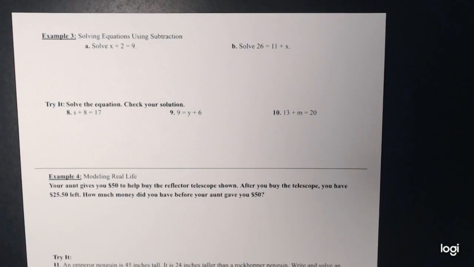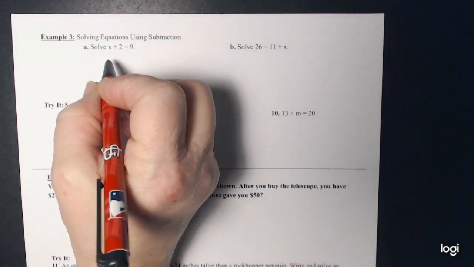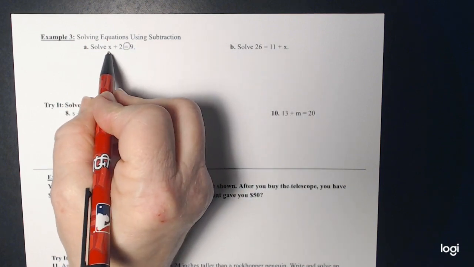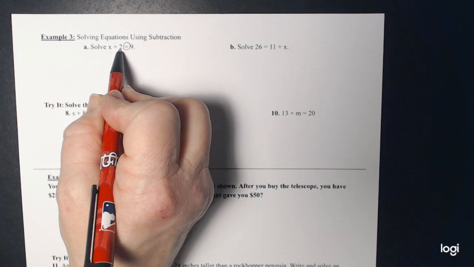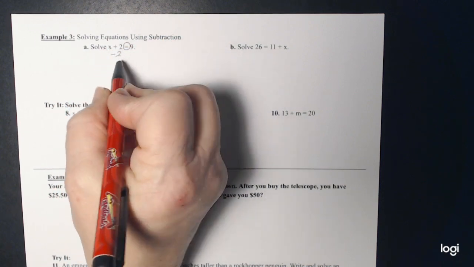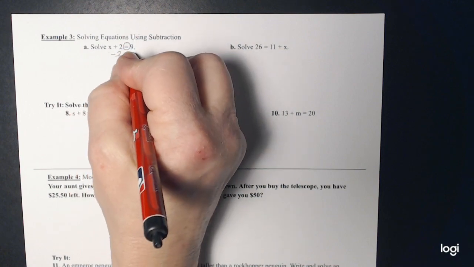All right, so on the back side, we're going to do the same thing, but this time we're going to be doing some subtraction. So if you look at the equation, once again, we find the balance. The variable is x. We want to get it by itself. It has a plus 2. The opposite of plus would be minus 2. Whatever I do on this side, I have to do on that side.